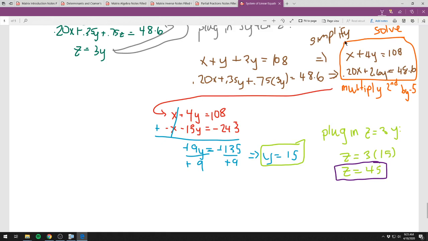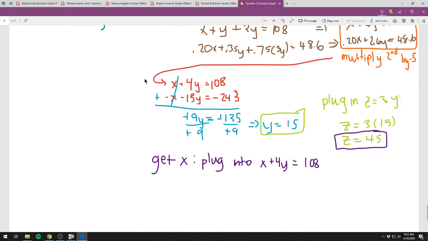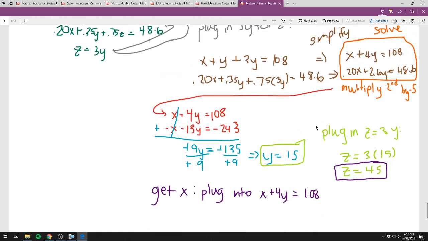there's plenty of things you can do. You could plug it in right here. This was a pretty nice equation. X plus 4y equals 108. So let's do that. Plug into x plus 4y equals 108. There are other equations. You could plug it into this one, but I wouldn't because of the decimals. I wouldn't plug it into this one either. This one might be pretty easy, but whichever one you see to do.